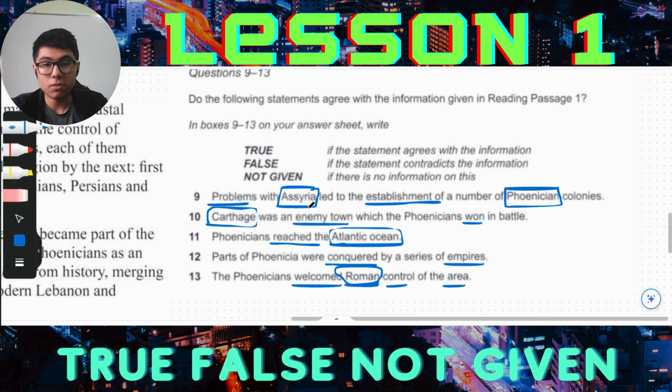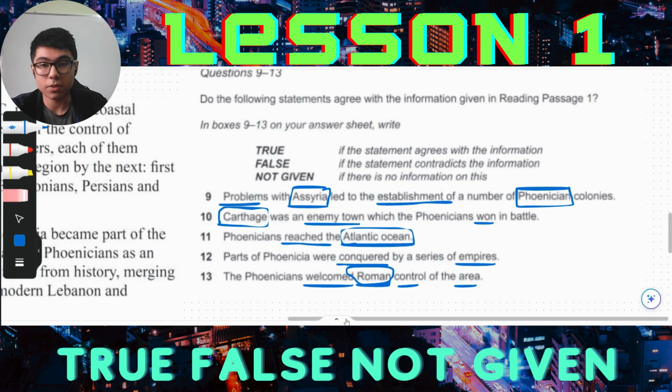When you find Asteria, you're gonna stop there and then go to the question. Okay.